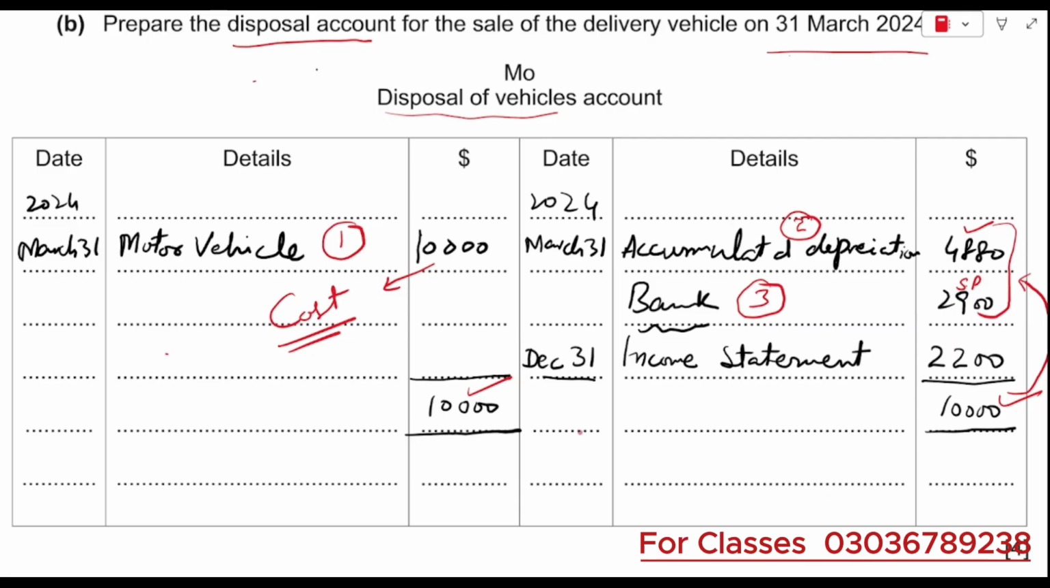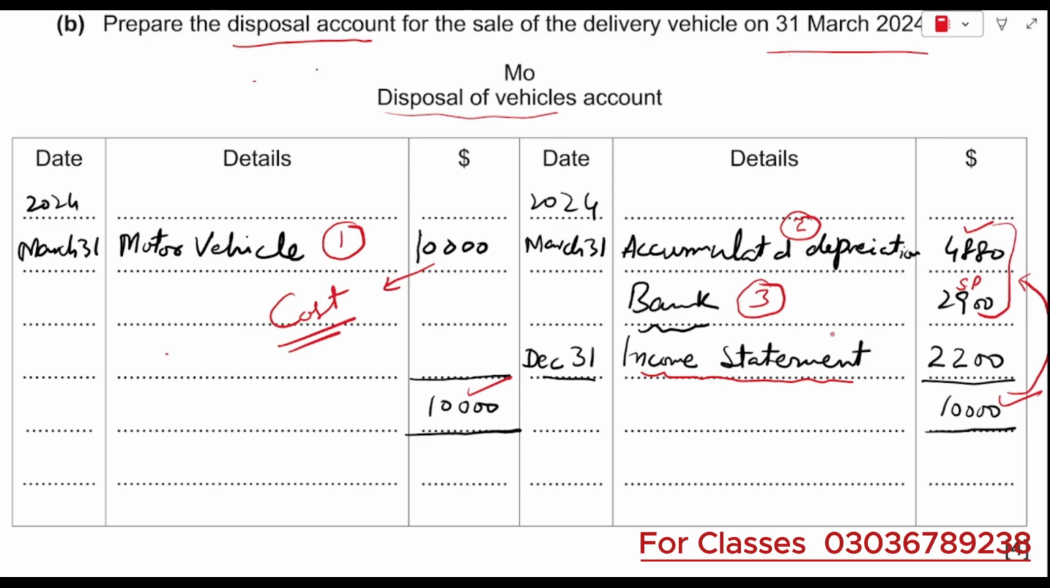But actually we are not balancing it off, we are finding the difference, that which side of this account is greater by how much than the other side. Okay, difference is coming 2,200, and we will label it with income statement or profit and loss account here. This means our credit side was short by 2,200 and we have written 2,200 over there, and in the details we will write income statement or profit and loss account.